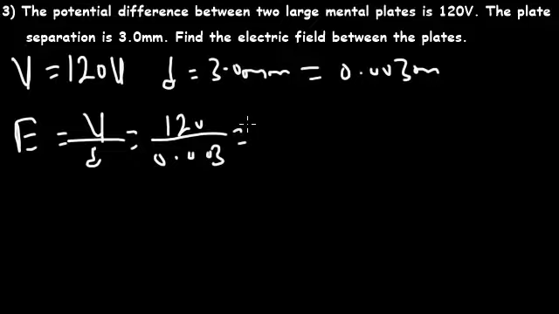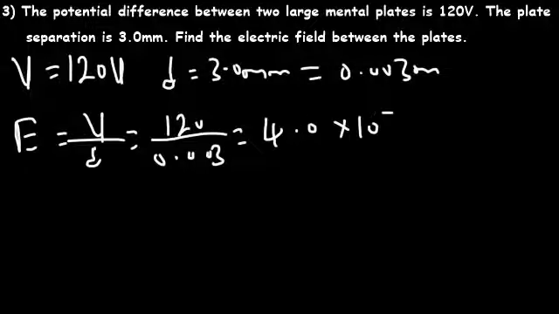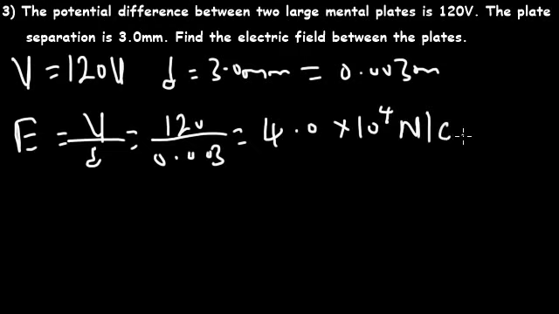And I would need my calculator for that. So 120 divided by 0.003. And I got 40,000, which is the same as 4.0 times 10 to the power of positive 4. So it is field strength measured in Newton per coulombs. And that's it. On to example number 4.